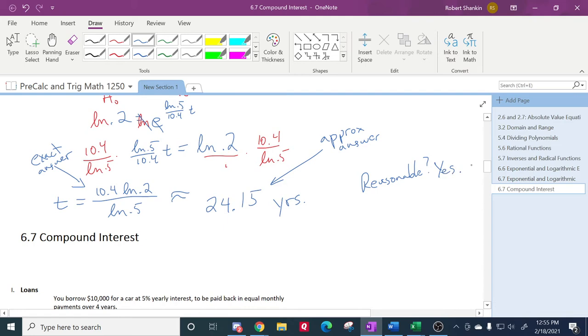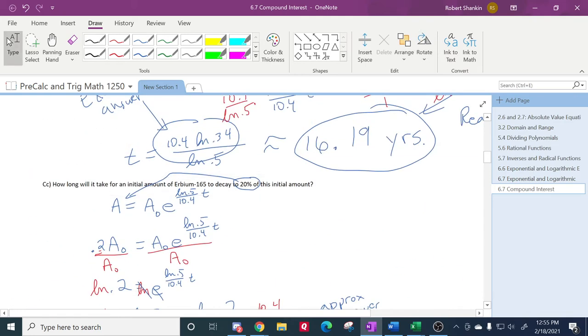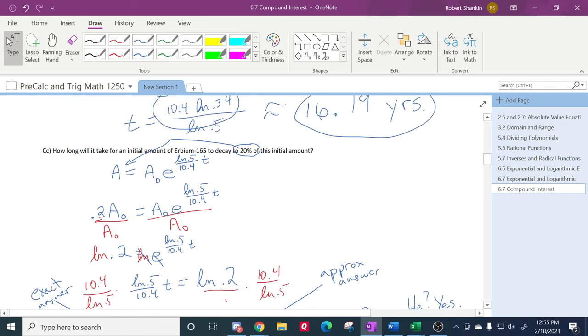Alright, and tell me if this made it more difficult for you when you had this. They didn't give you the original amount, but they had this 20% of initial. Did that make it tougher?